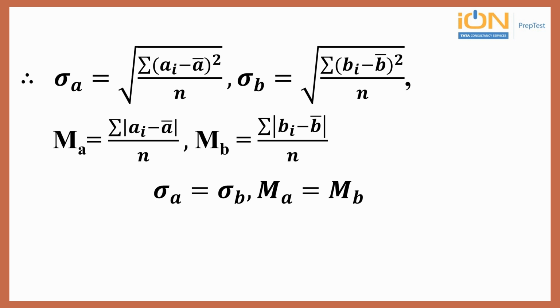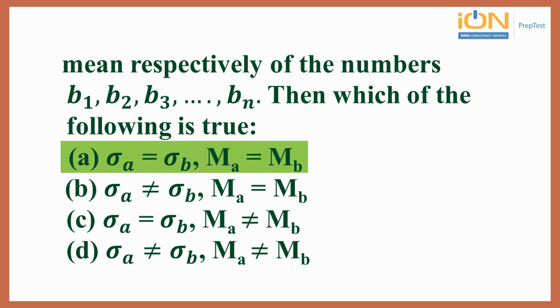Moreover, capital MA is also equal to MB. Therefore, the right option is sigma A is equal to sigma B, that is, the standard deviation of the A series is equal to the standard deviation of the B series, and the mean deviation about mean for both the series is also the same. This, as I said, is based on the concept that the mean deviation about mean and standard deviation are both unaffected by change of origin.